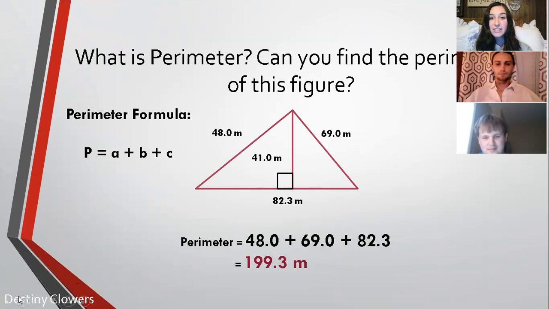That equals 199.3 meters. Now notice we didn't add the 41.0 meters right here because perimeter only involves the outside, which are these right here. And since 41.0 is in the middle of the figure and the inside of it, we're not going to ever add those into our perimeter. So that's why we didn't add that. But that's how you find the perimeter for each figure.